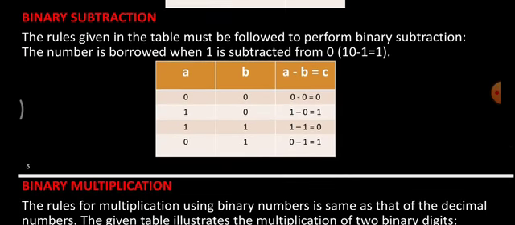Binary subtraction. The rules given in the table must be followed to perform binary subtraction. The number is borrowed when 1 is subtracted from 0. We have three variables A, B and C. C is holding the result of A minus B. We have binary numbers for A and B variable. So 0 minus 0 equals 0, 1 minus 0 equals 1, 1 minus 1 equals 0 and 0 minus 1 equals 1, because when 1 is subtracted from 0 the number is borrowed.